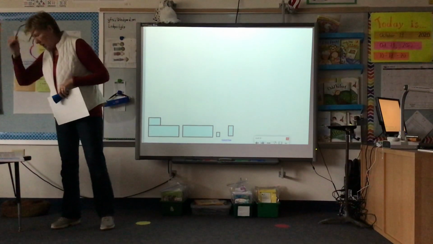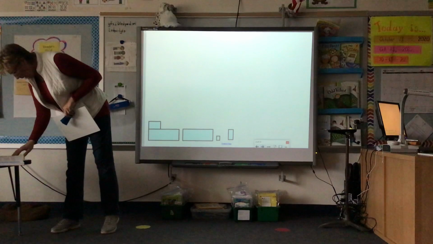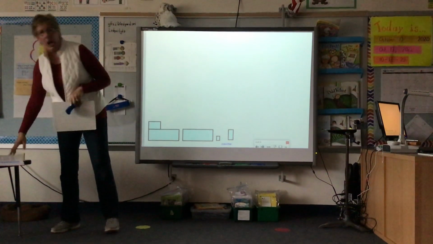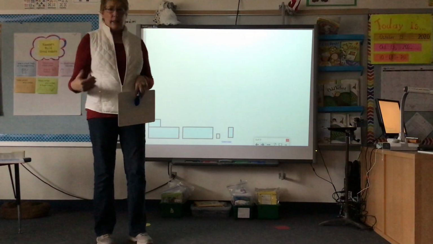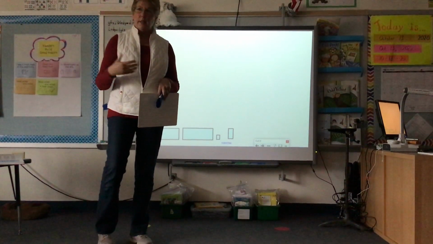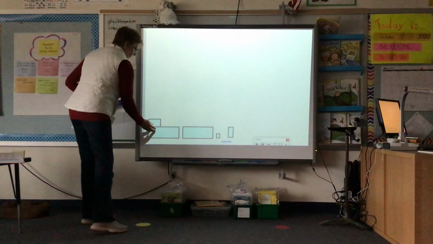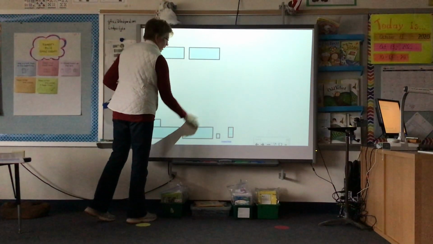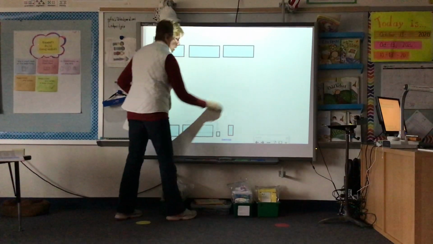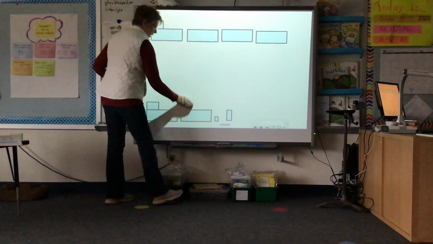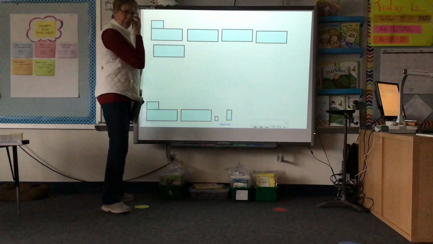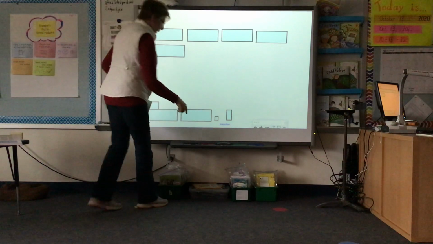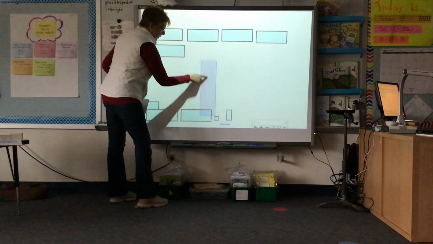So our first one, listen to me first, don't start writing right away. It's kind of a long sentence. Dad sat on the log. Say that with me. Dad sat on the log. Dad sat on the log. I need to end that sentence with something, don't I? That's right. That's a telling sentence.